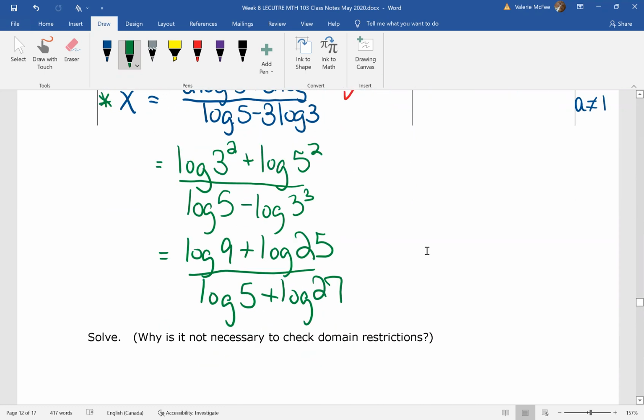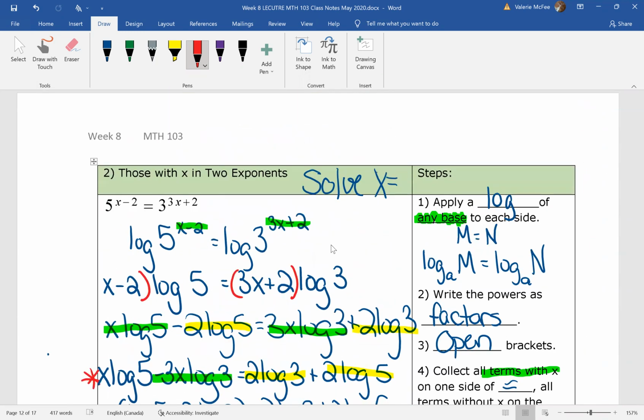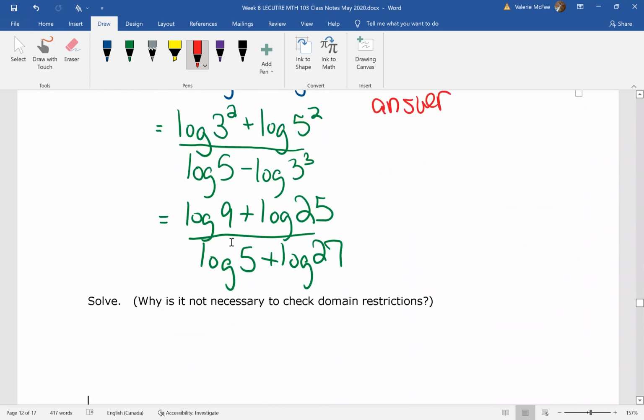Now, why are we not checking domain restrictions? I'm just saying this is your answer. It doesn't look very nice, but it is our exact answer. We don't need anything else. And we don't need to check our domain because this was an exponential equation. Think about the domain of our exponential function graph. It's the set of all real numbers. That means there won't be any restrictions that we need to check.